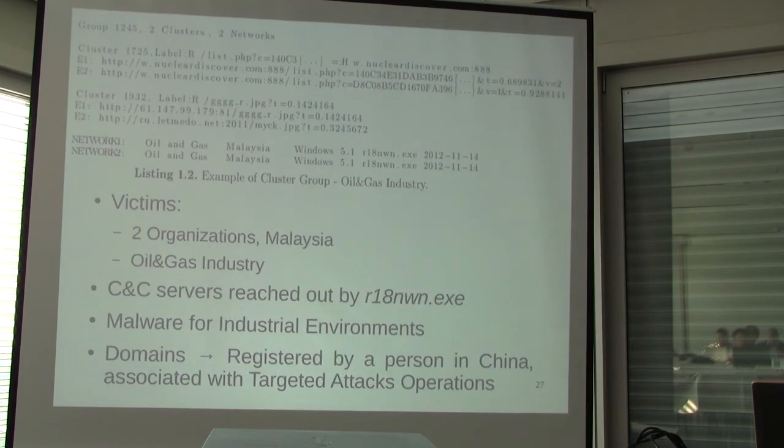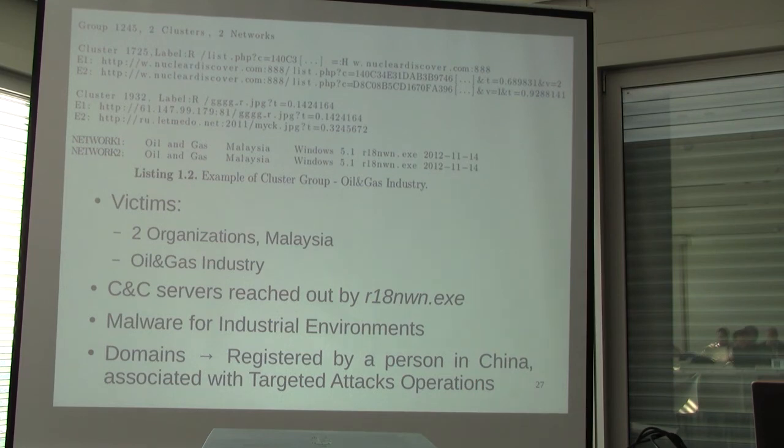And the next one is a bit more evident. So here it is not just a single cluster, but two clusters that have been grouped together because both of these two organizations are oil and gas companies residing in Malaysia. They were both involved in this botnet, and this botnet was controlled by malware customized for an industrial environment, such as an oil and gas organization.